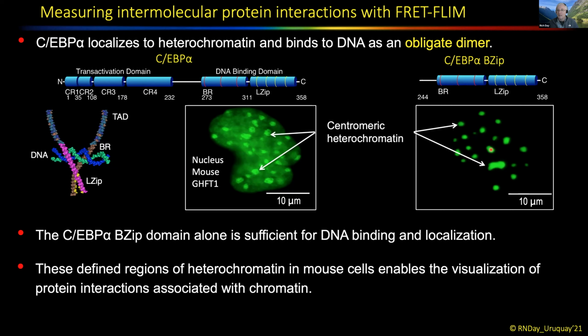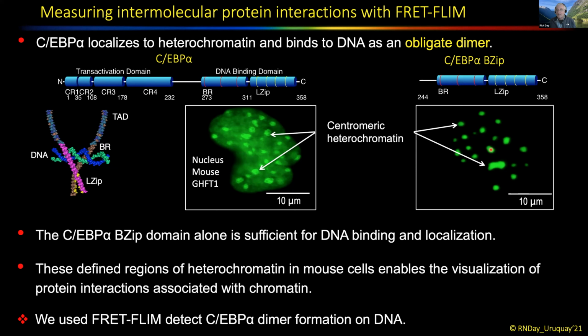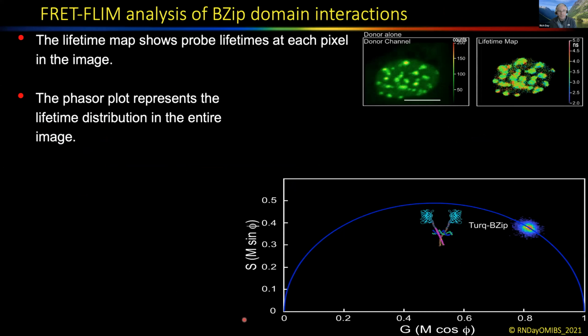It's an obligate dimer when it's bound to DNA. It allows us to detect interactions of these transcription factors when bound to DNA inside the living cell nucleus. So we're using FRET-FLIM initially to identify the dimerization of C/EBP alpha.